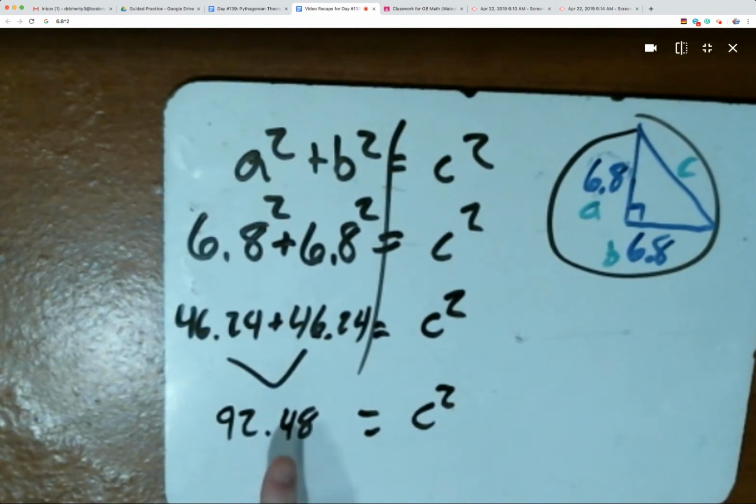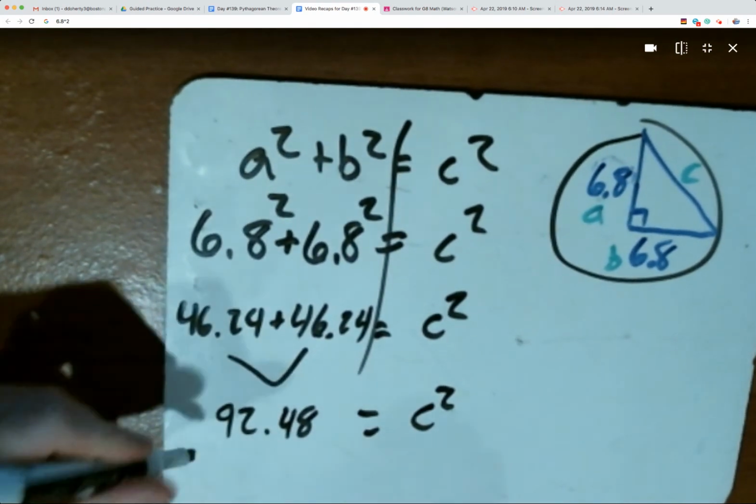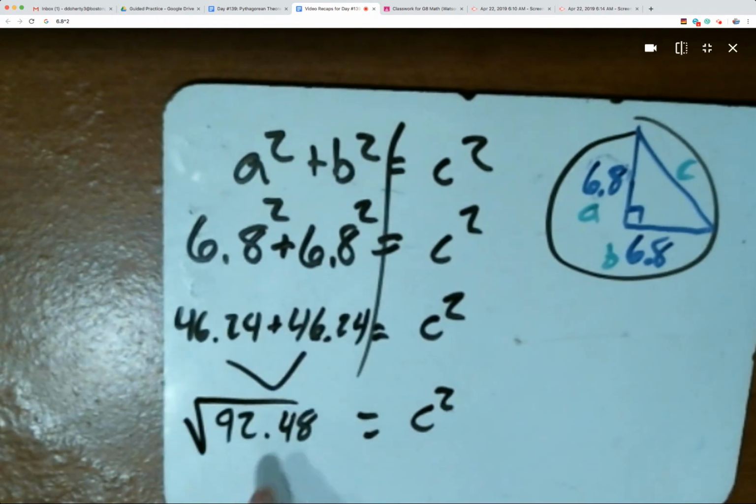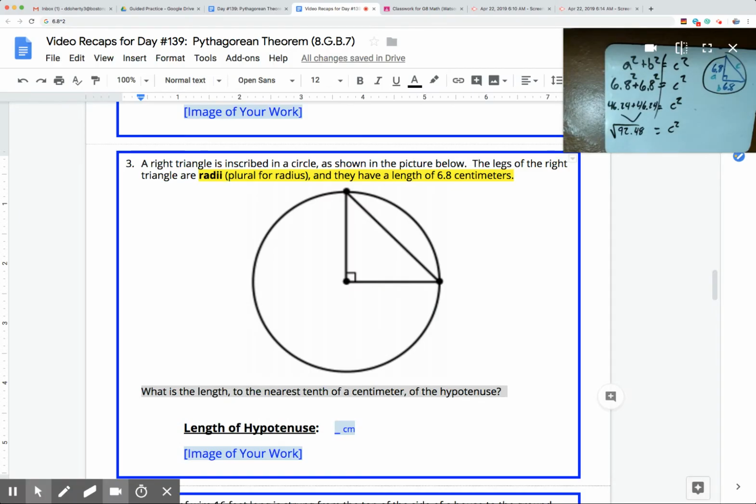Final step is going to be to take the square root of 92.48. So take the square root of 92.48. And then you're going to be asked to round to the nearest tenth. So as I put the square root of 92.48 into my calculator, I get 9.616.